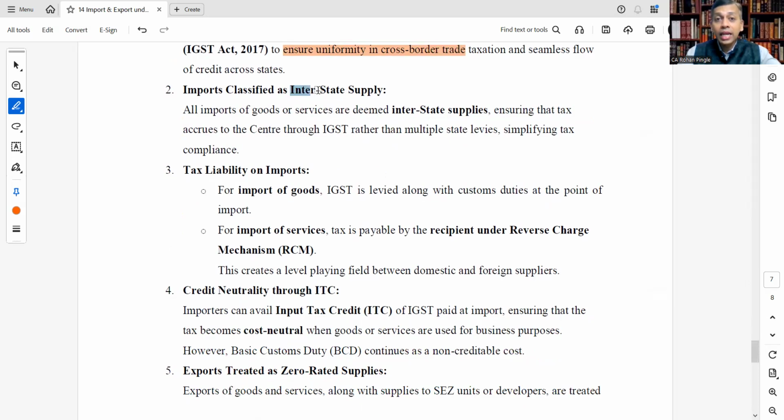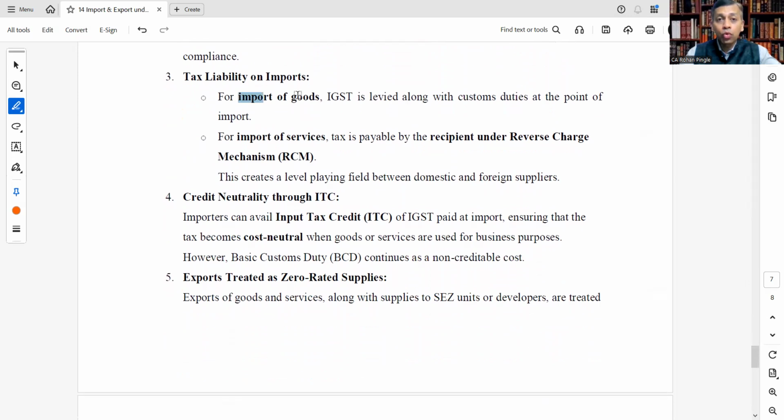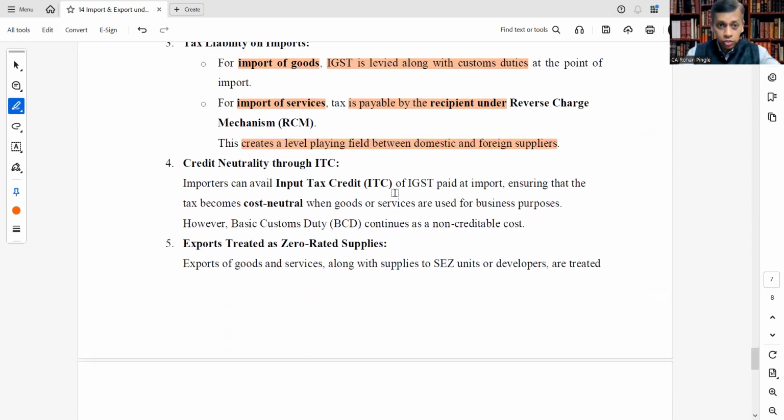Imports classified as interstate supply. All imports of goods or services are deemed as interstate supplies, ensuring that tax accrues to the center through IGST rather than multiple state levies, simplifying what? Tax compliance. Tax liability on imports. For import of goods, IGST is levied along with customs duty at the point of import. For import of services, tax is payable by the recipient under RCM, that is reverse charge mechanism. This creates a level playing field between domestic and foreign suppliers.